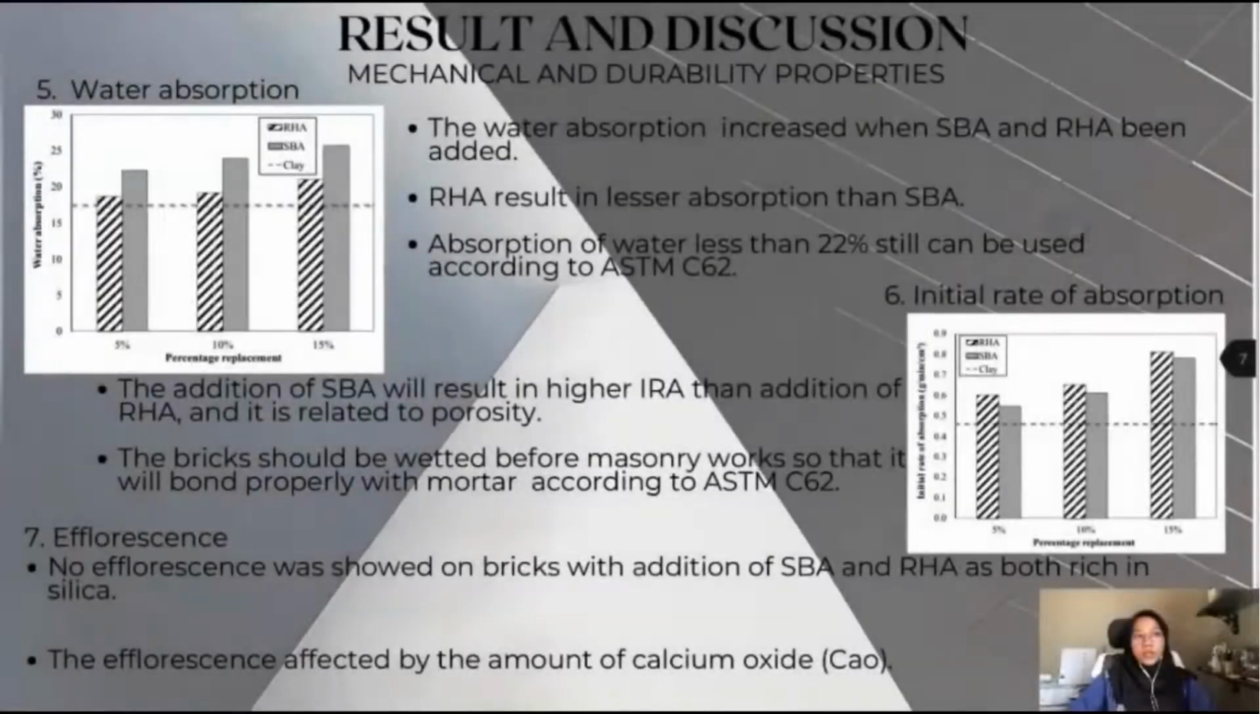The fifth is water absorption. The water absorption increased when SBA and RHA were added. RHA results in lesser absorption than SBA, and absorption of water less than 22% can still be used according to ASTM C62. The sixth is initial rate of absorption.